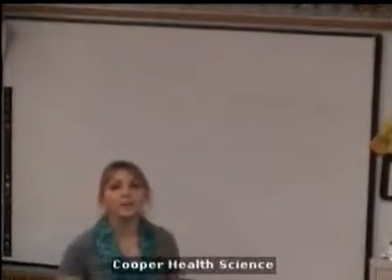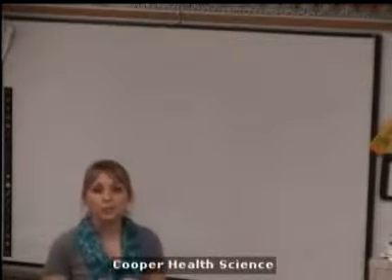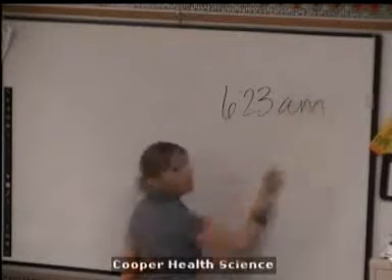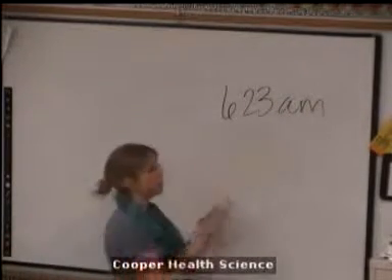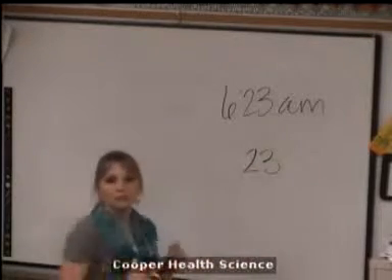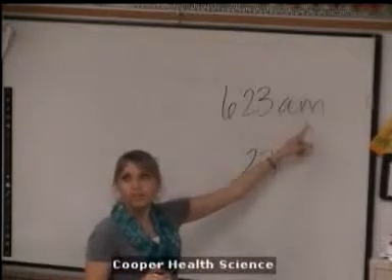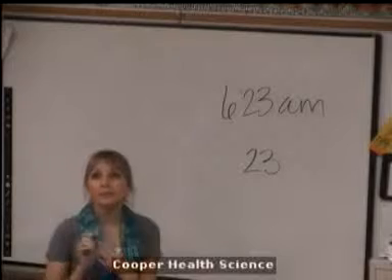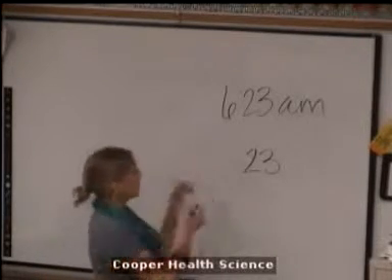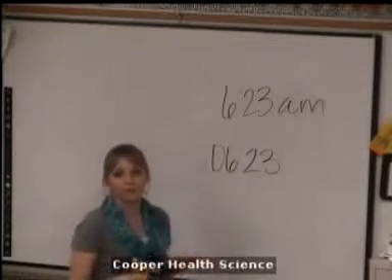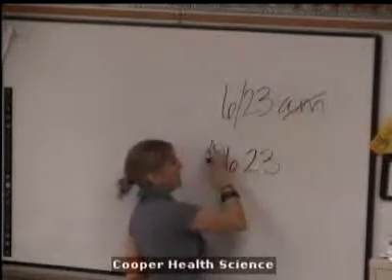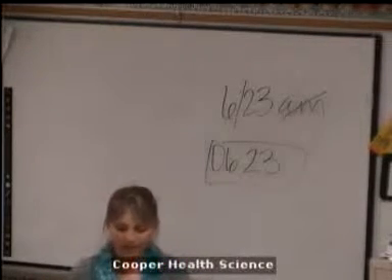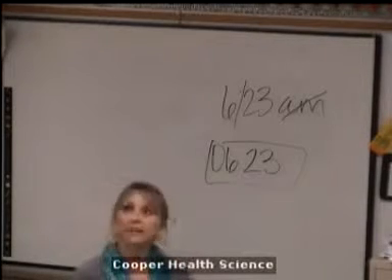Same thing goes for in the morning. So let's say we do 6:23 a.m. I'm going to bring down my minutes. I know it's in the a.m., so I know that this is not going to change, but I do need to add a 0. All military times have 4 digits. So I'm going to bring down my 6 and put my 0 in front. Got rid of my colon, I'm getting rid of my a.m. That's all I'm going to put, 0623. That's the easiest way to do it.